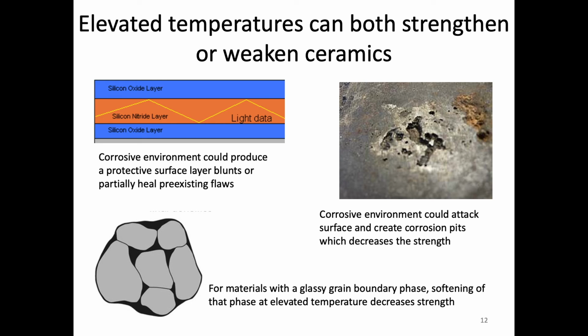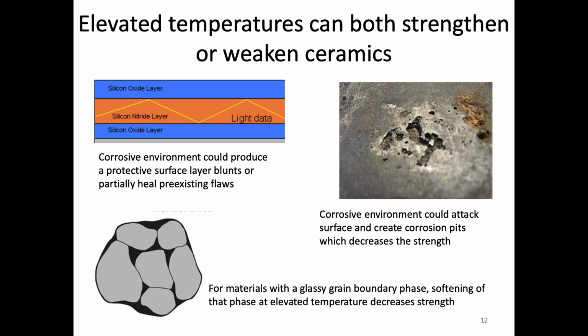Another complicating issue with temperature is that, and we'll see this in sintering, sometimes when we are sintering material, we actually create a glassy phase in between the grain boundaries. So there's actually this phase, what they're trying to show here in black, is actually a glass. And so if we heat this material up above that glass transition temperature, then that would soften it, and that would allow this phase and these grain boundaries to move around, and therefore it would decrease strength as well.